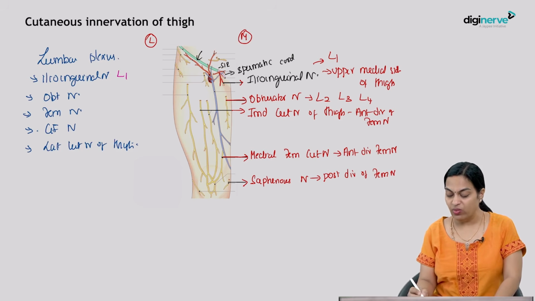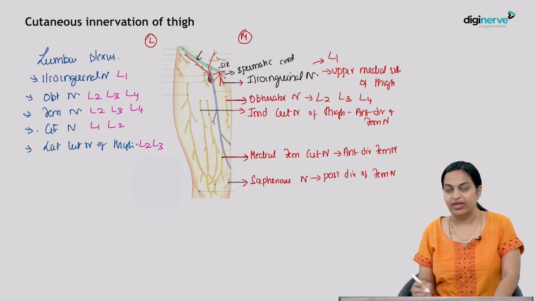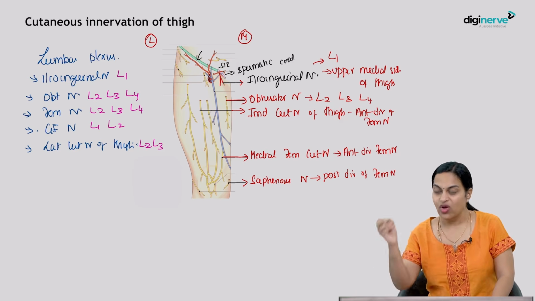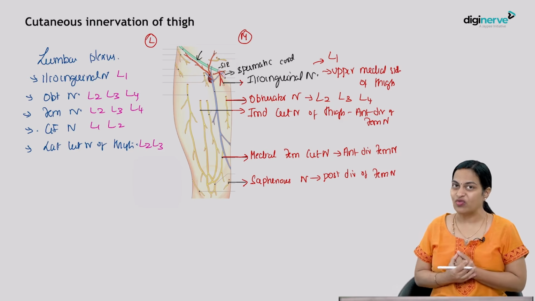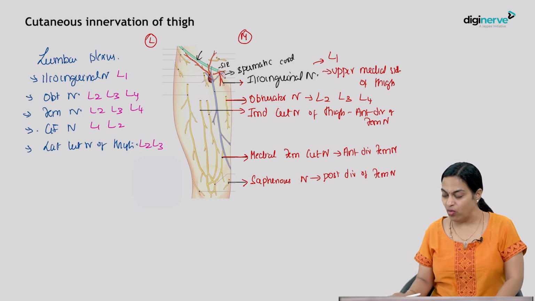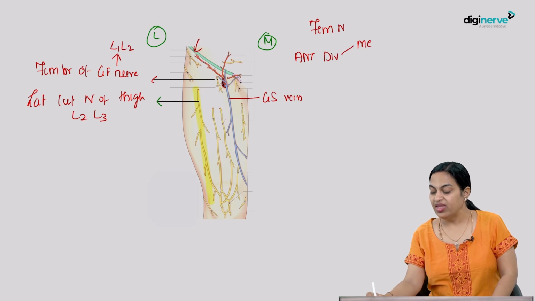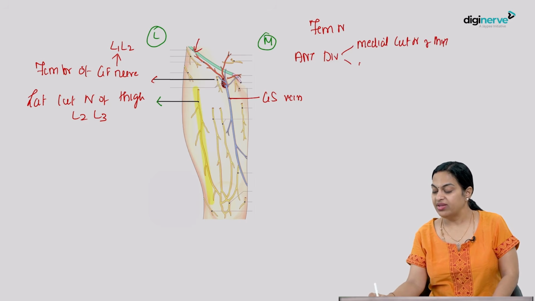Ilioinguinal nerve root value L1. Obturator nerve and femoral nerve share the same root value L2, L3, L4. Genitofemoral nerve L1, L2. Lateral cutaneous nerve of thigh L2, L3. Then my next question, what were the cutaneous branches of femoral nerve you saw in the front of thigh supplying the skin? Yes. So from the femoral nerve, we had, come on, from the anterior division, yes, medial cutaneous nerve of thigh and intermediate cutaneous nerve of thigh.